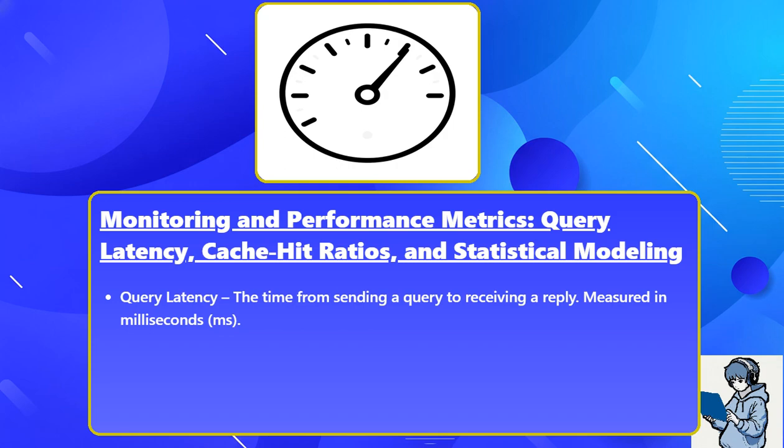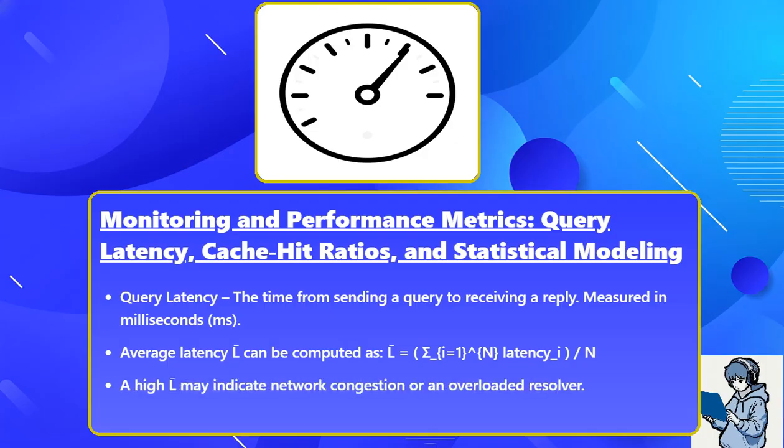Query latency: the time from sending a query to receiving a reply, measured in milliseconds. Average latency, L bar, can be computed as L bar equals the sum from i equals 1 to n of latency_i divided by n. A high L bar may indicate network congestion or an overloaded resolver.